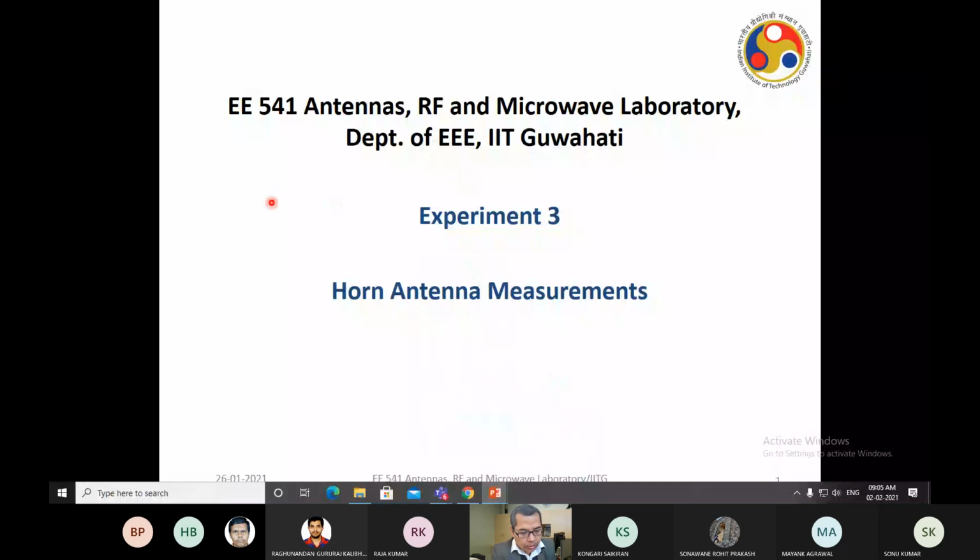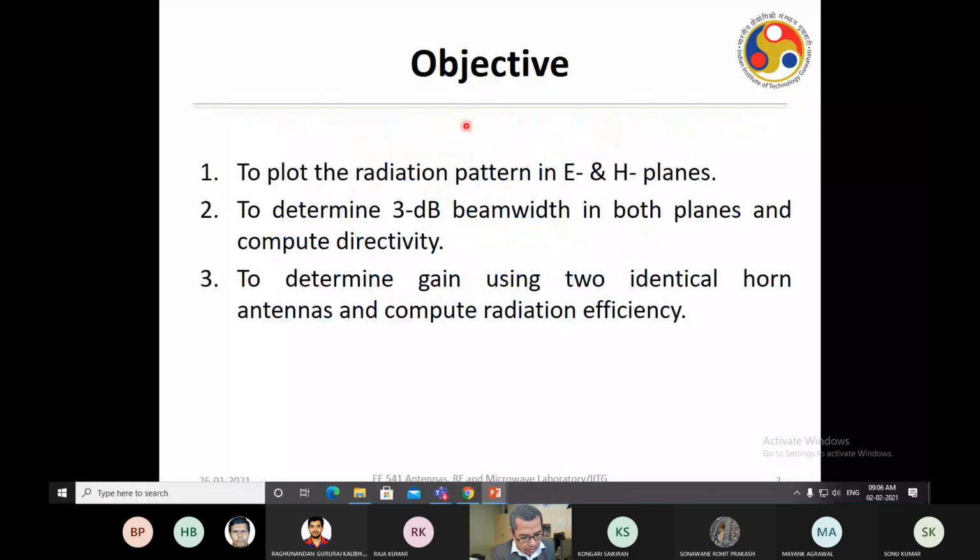So your experiment number 3 will be on the horn antenna measurements, and I believe all of you know what a horn antenna is. In this experiment number 3, we'll try to plot the radiation pattern of the horn antenna in the E and H planes. E plane is the plane in which you have maximum electric field.